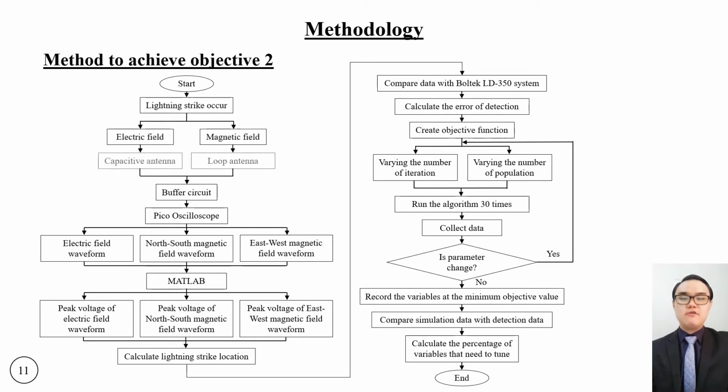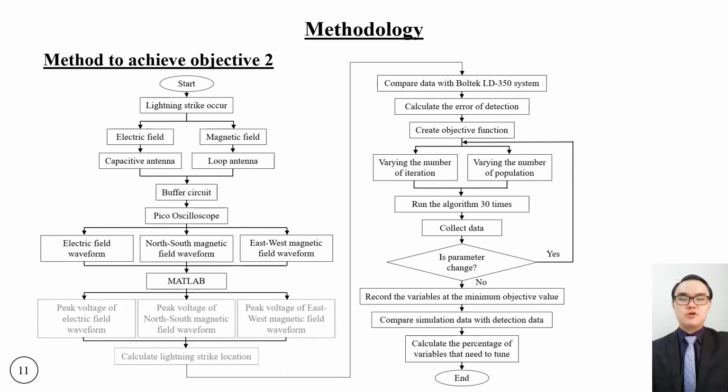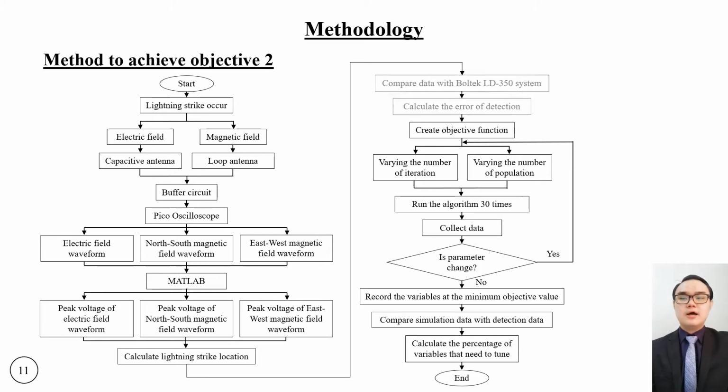All the lightning strike waveforms are displayed using a Pico oscilloscope along with the buffer circuit. After image processing with MATLAB, the peak voltage of the electric field waveform and both magnetic field waveforms are recorded to calculate the lightning strike location. The detection area for lightning strike location is measured by comparing the data recorded by the LDAS with the data obtained from the Boltek LD350 system.